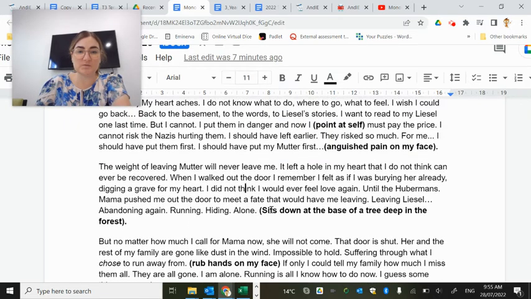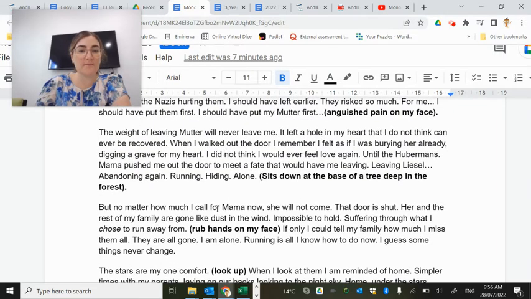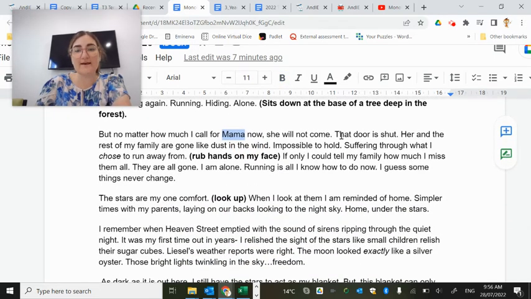And then it obviously says what he's doing at that time, sits down at the base of a tree deep in the forest. But no matter how much I call for Mama now, she will not come. So we've gone from calling her my Mutter to Mama, which makes it a little more personal and shows that he's becoming a bit more vulnerable. That door is shut. It's not a literal door. He's talking about the opportunity. So therefore he's using a metaphor here.